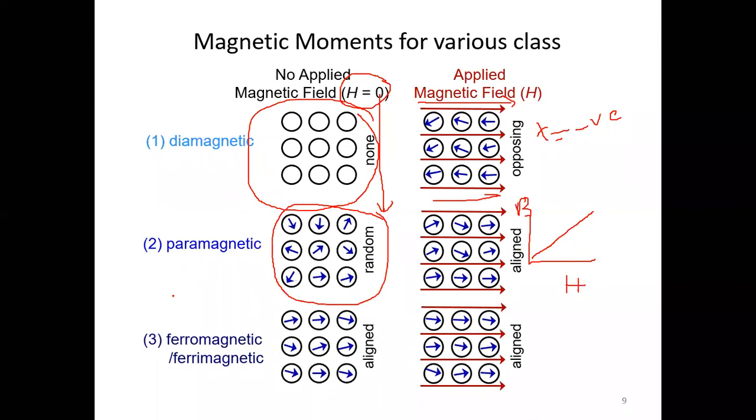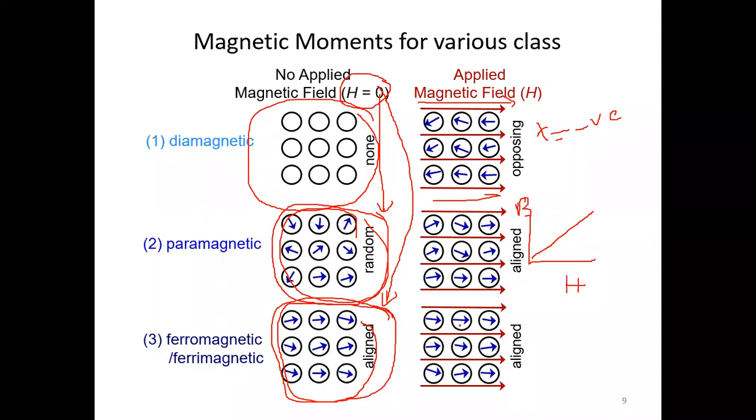However, in the case of ferromagnetic or ferrimagnetic material, they have a net dipole moment even in the absence of a magnetic field. Look, in the case of paramagnetic material, if you add the magnetic moments vectorially, the net magnetic moment will be zero. However, in this case, even in the absence of a magnetic field, the net magnetic moment is not zero. So they have some spontaneous magnetization.